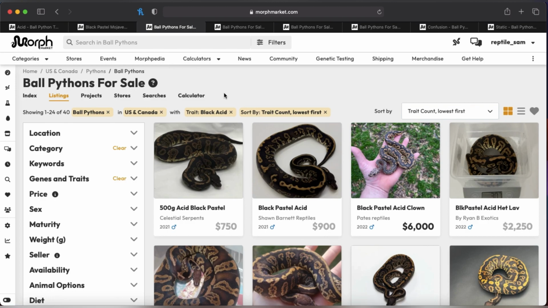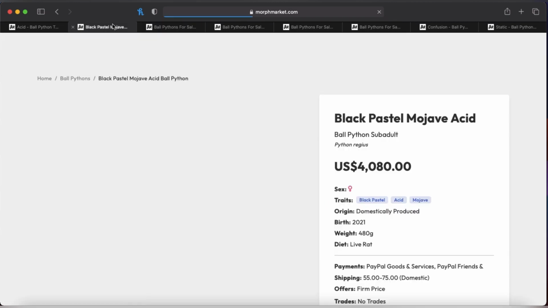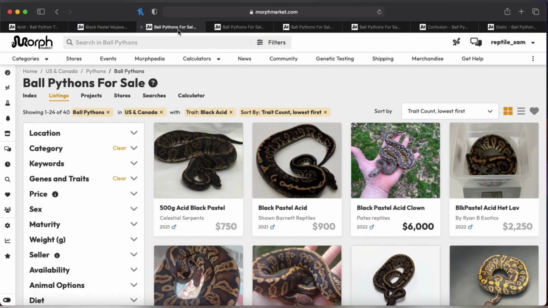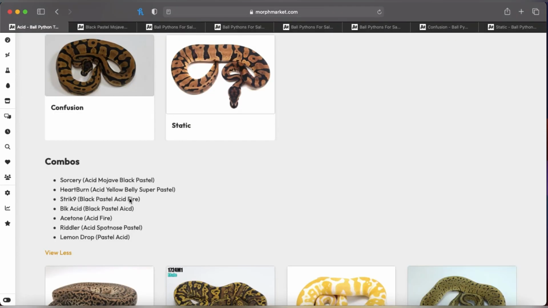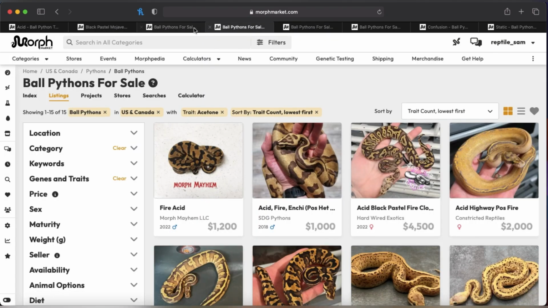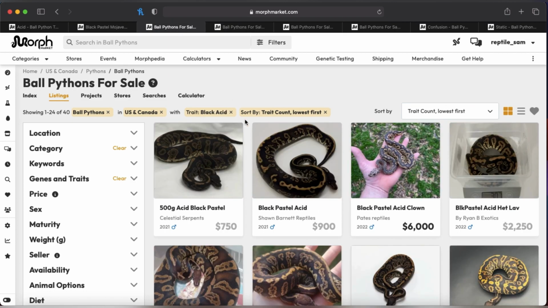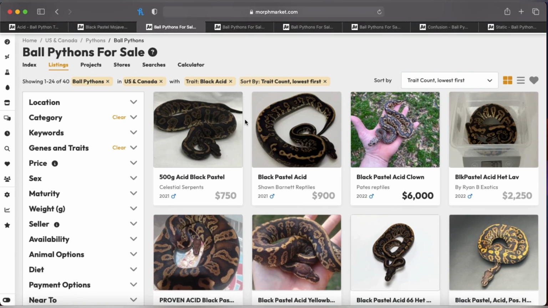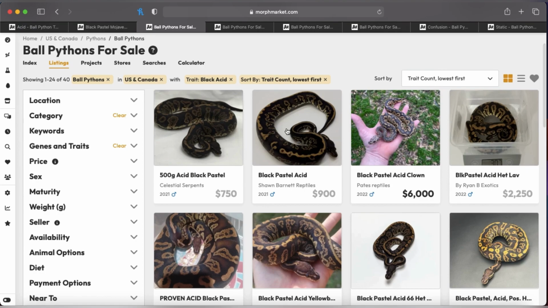I'm going to let that load and we'll hop on over here, okay? So this is a black acid, and you might be thinking, wow, what's the difference between the black pastel Mojave acid and the black acid? The black acid is just going to have black pastel and acid without the Mojave in it, okay? So the Mojave is generally going to be a lighter morph. So without the Mojave in it, you get a much darker snake, okay? With black pastel and what black pastel does to some of the shaping on the snake, acid will further break that up a lot.